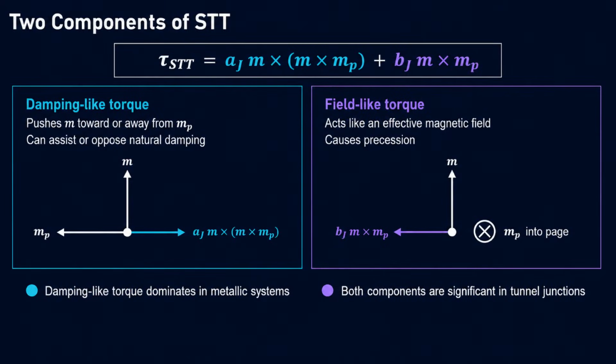STT decomposes into two orthogonal components. The damping-like torque, proportional to M cross MP, pushes magnetization toward or away from the pinned layer direction. It directly drives switching. The field-like torque, proportional to M cross MP, acts like an effective magnetic field causing precession. In metallic systems, the damping-like component typically dominates.